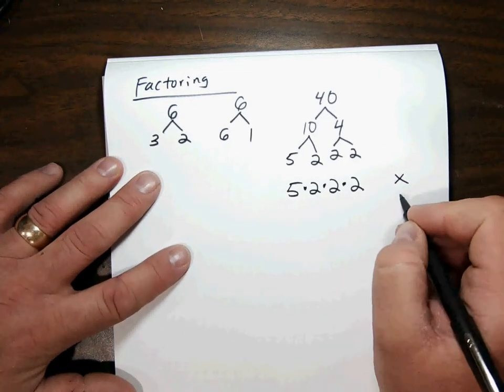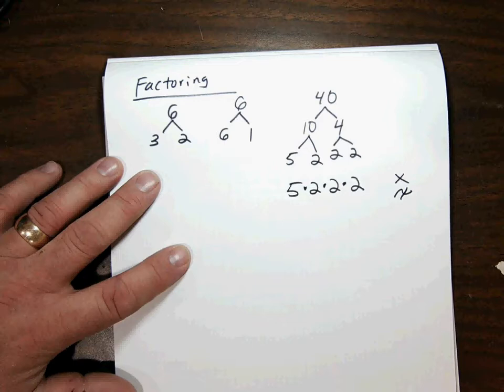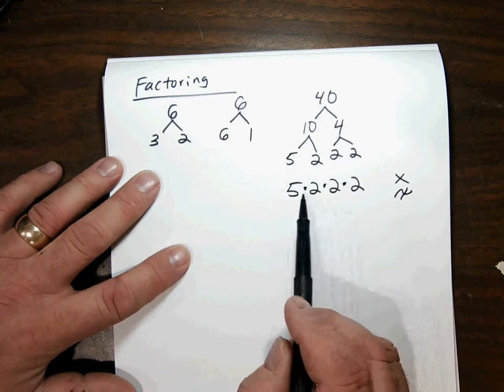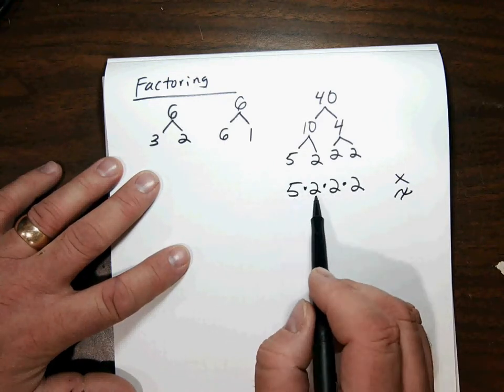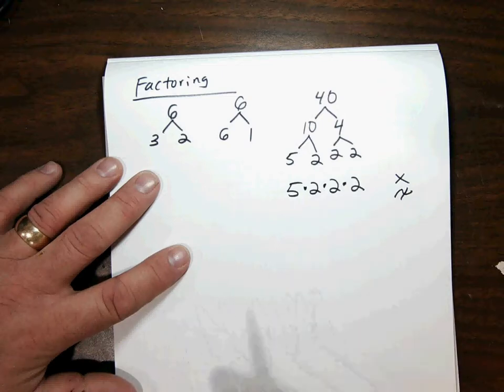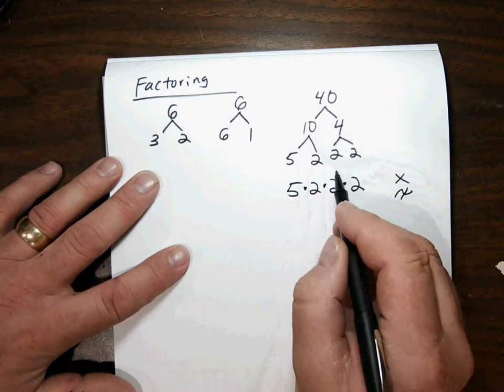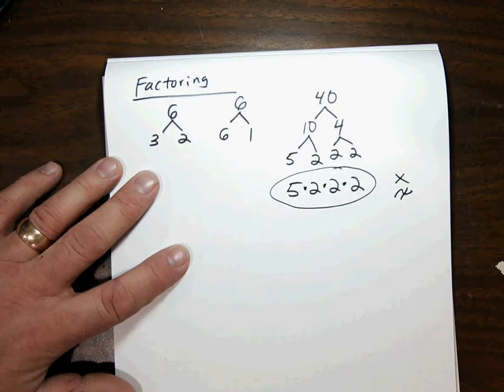I make my variable x's, by the way, like a cursive x. I know we'll get to that eventually, but if I take 5 times 2 is 10, times 2 is 20, times 2, I'll get that same 40. So if you were asked to factor 40, writing it like that would be good.